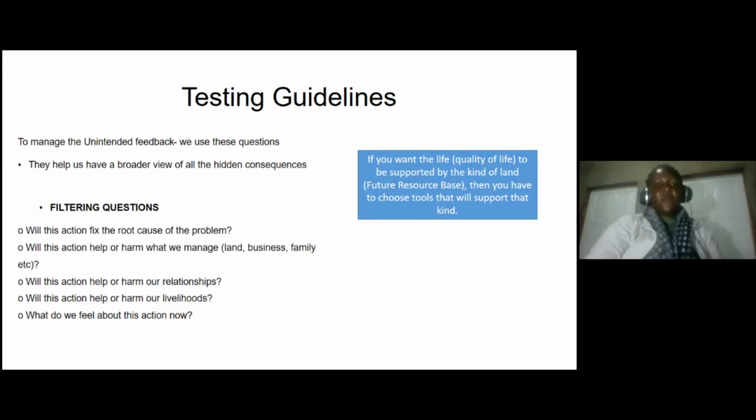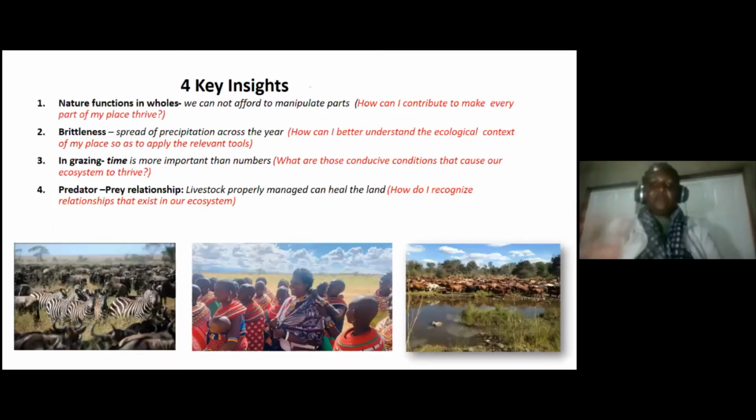So anyway, let's now go into the technical bits of holistic management. The four key insights that guide holistic management: nature functions in wholes. I think we got that already, that we do not miss the interconnectedness. And I think your question now as a person who's managing the land is, how can I contribute to make every part of my place thrive, so that I don't win in only one segment, but in all spheres.